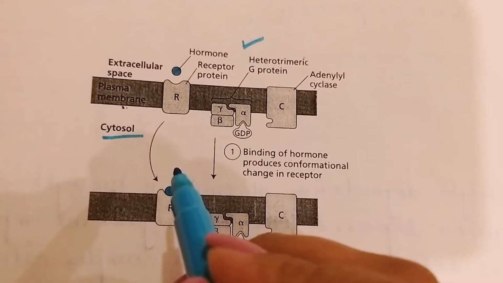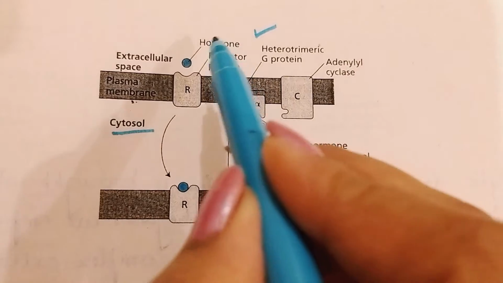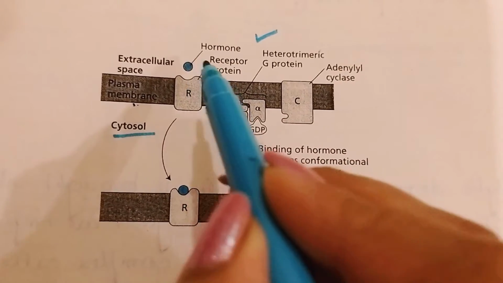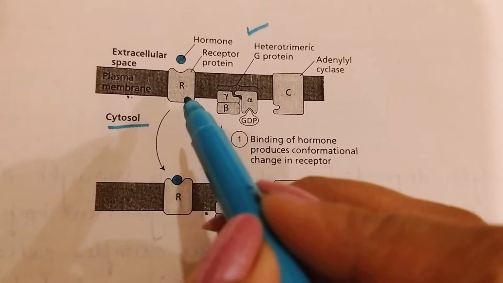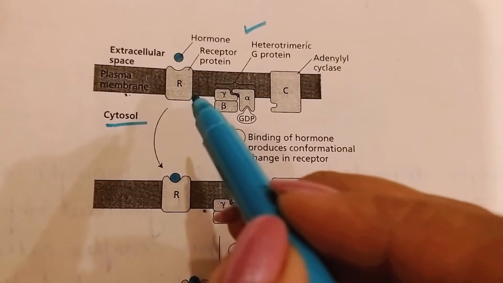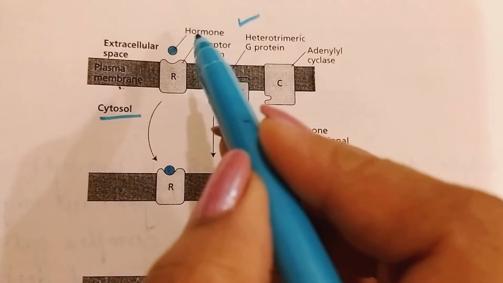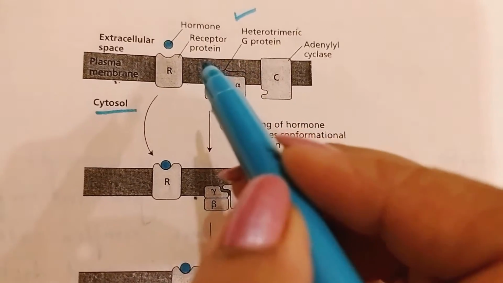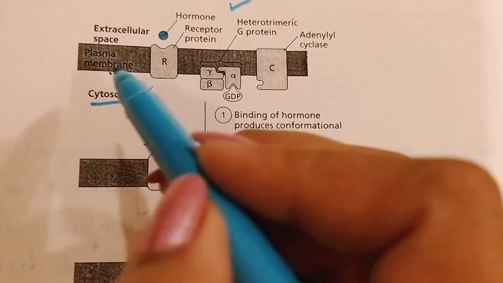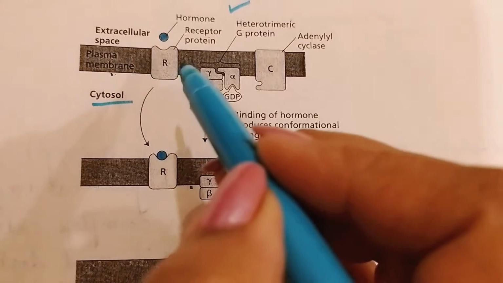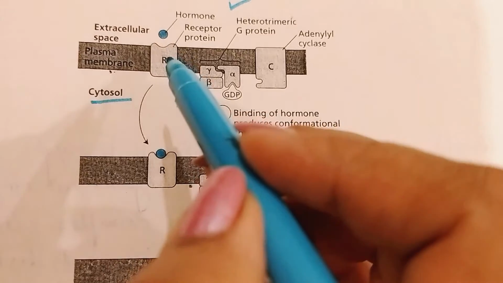We'll start with the ligand. The ligand is a hormone here, and this is the receptor protein that will receive the hormone, with which the hormone will bind. This hormone is extracellular. Now the ligand binds to the membrane protein receptor. This is the plasma membrane as labeled here, and this is the membrane protein receptor to which the hormone will bind.